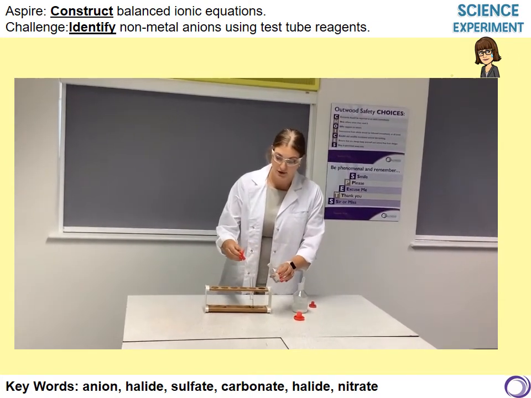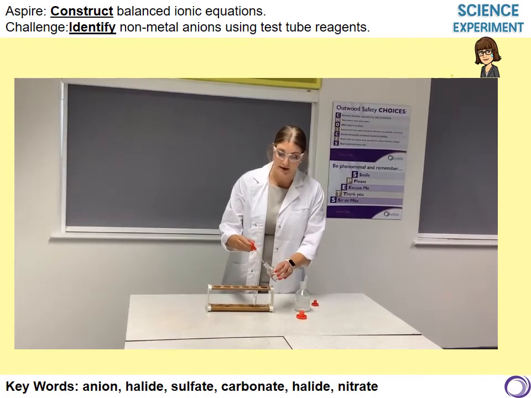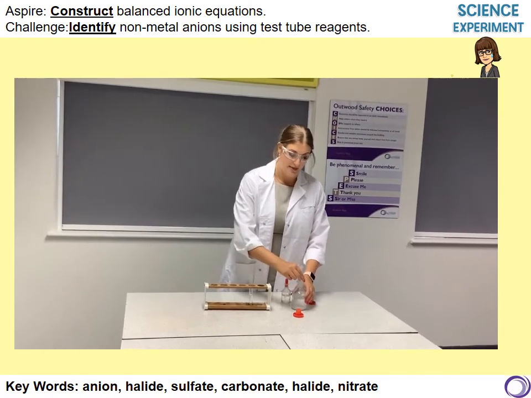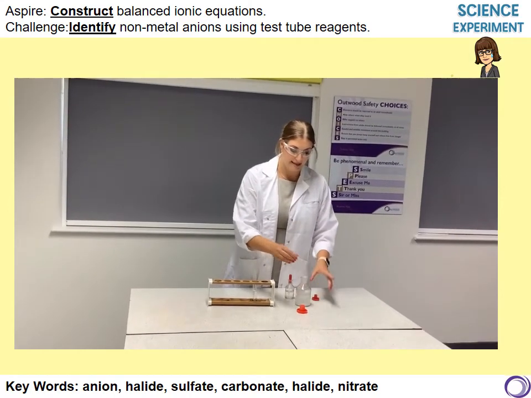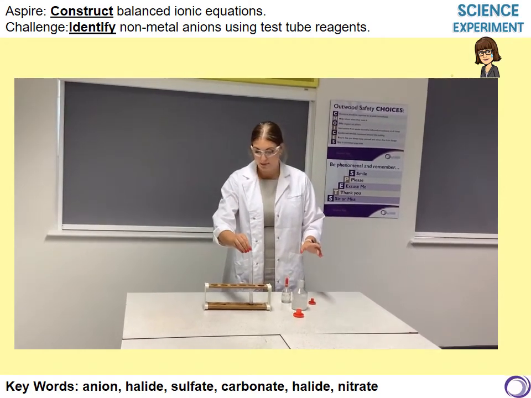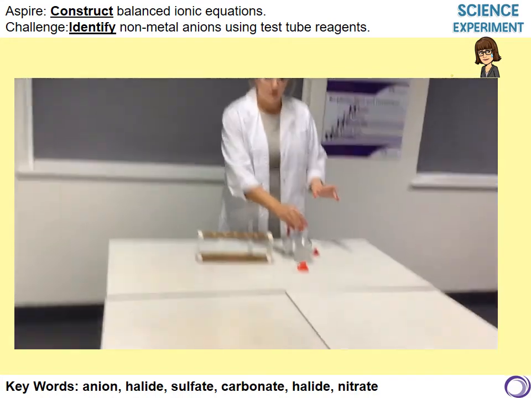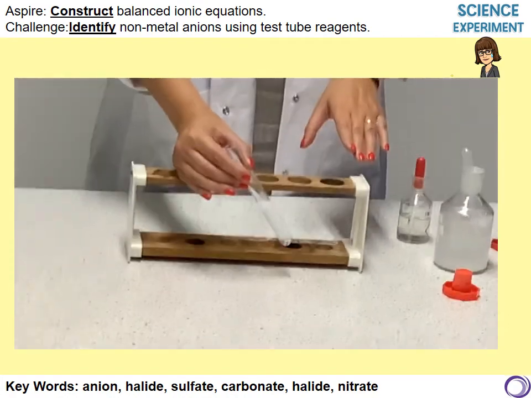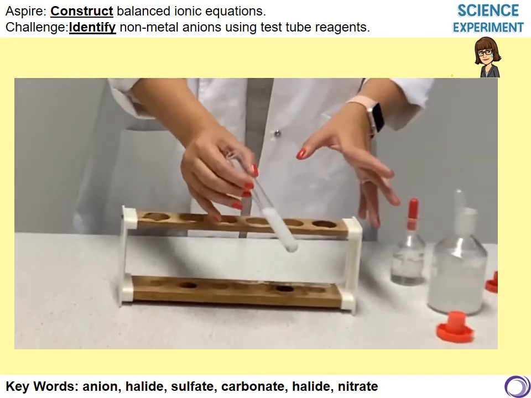So I'll add that hydrochloric acid first to my sulfate ions and give it a small mix. And then when I have my barium chloride solution, we should see a precipitate form. And if we look at the colour of that precipitate, it is quite clearly white. So that is the test for sulfate ions.